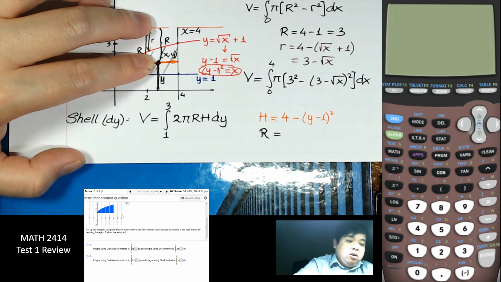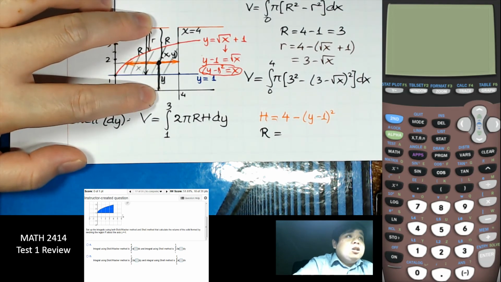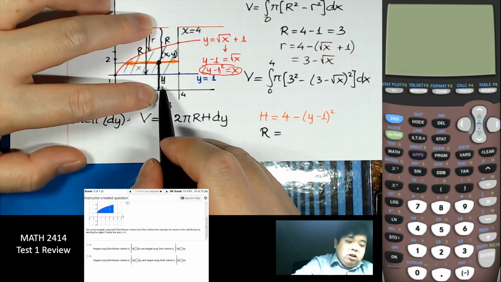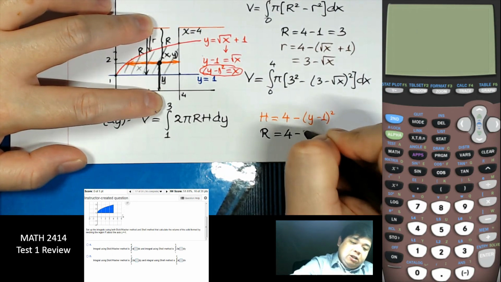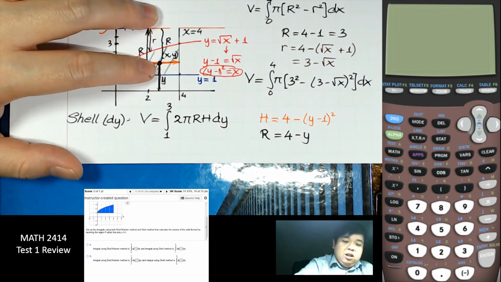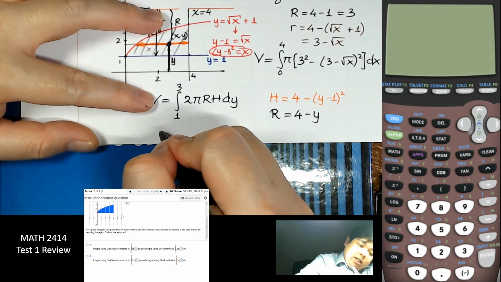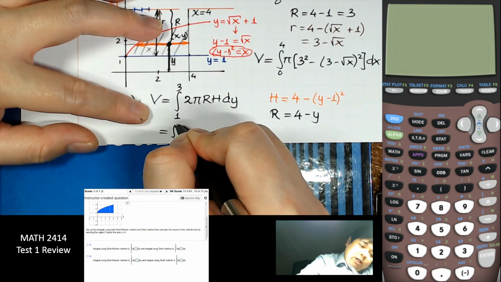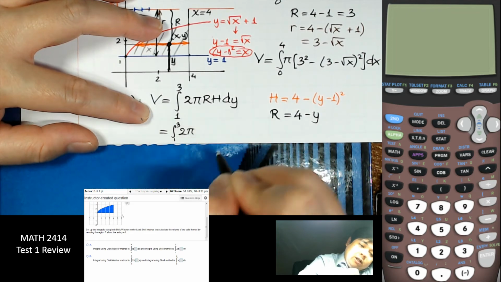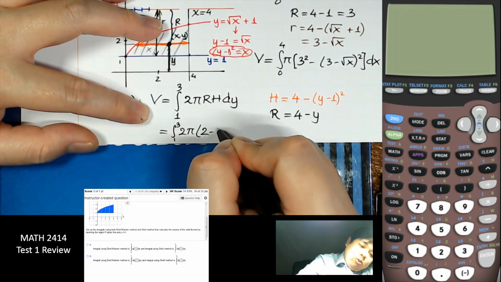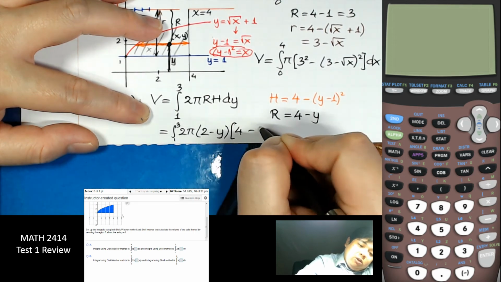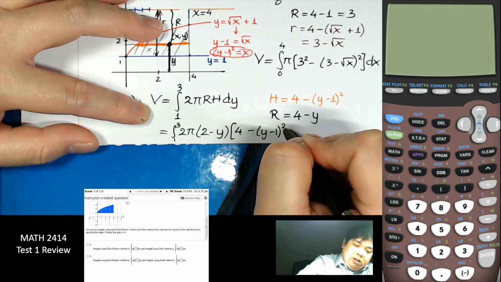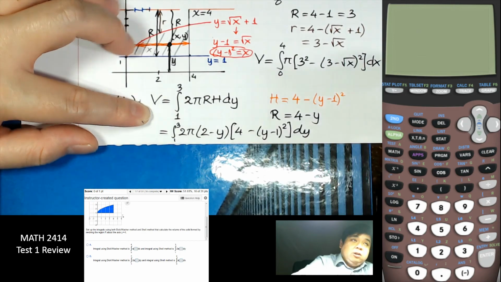So how do we find R? Well, the total is 4. Take away y, and that gives us R. So R is that much. So the integral will be from 1 to 3, 2 pi times (2 minus y) times (4 minus y minus 1) squared dy. Right.